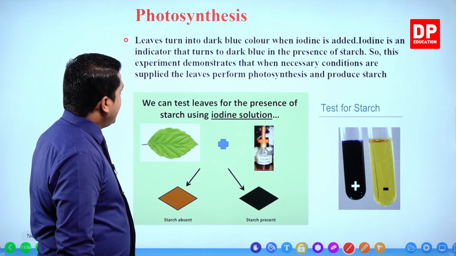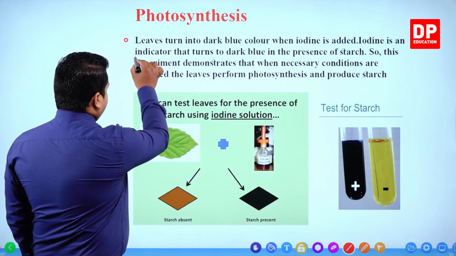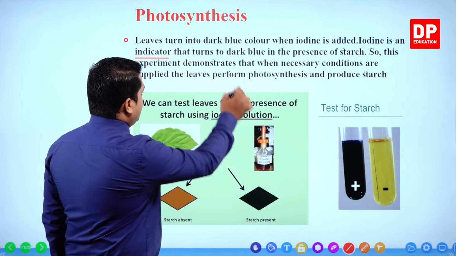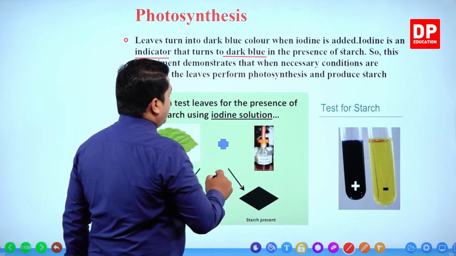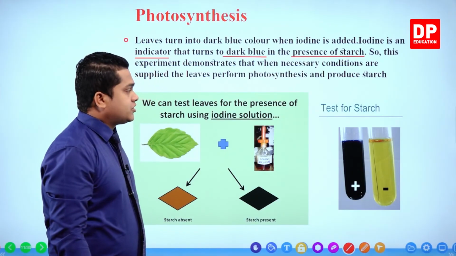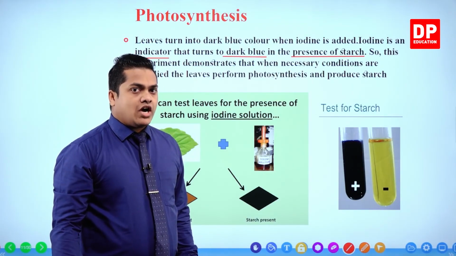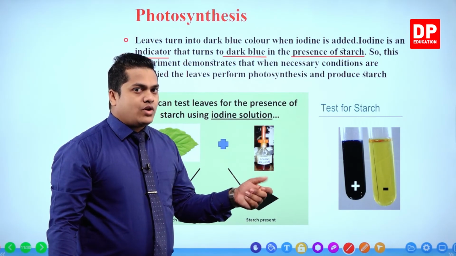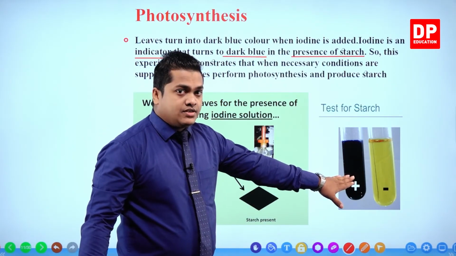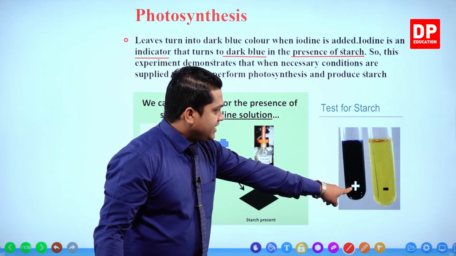Iodine is an indicator that turns dark blue with the presence of starch. So with the presence of starch, it is getting turned into dark blue color. You can observe the color here. I have given it with the figures, right? So this is positive.